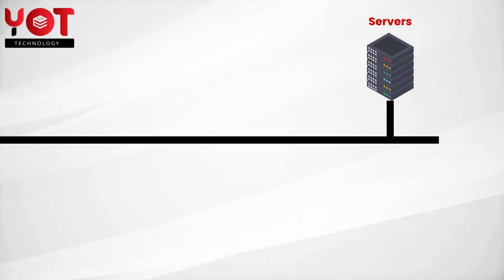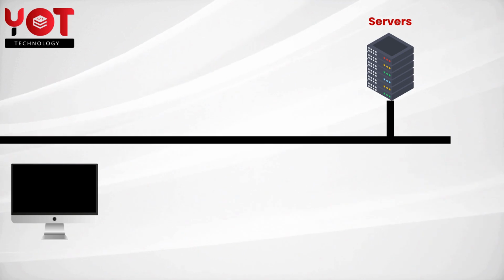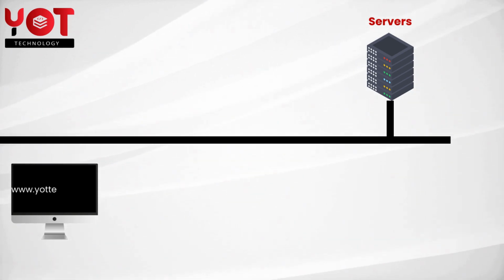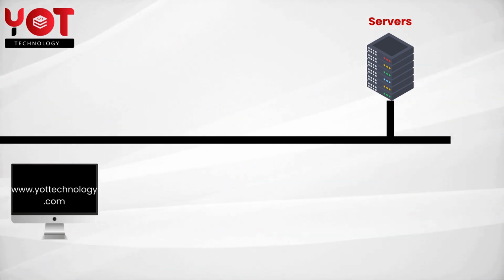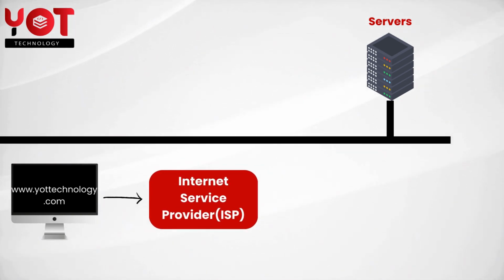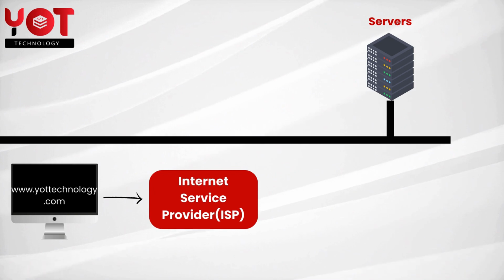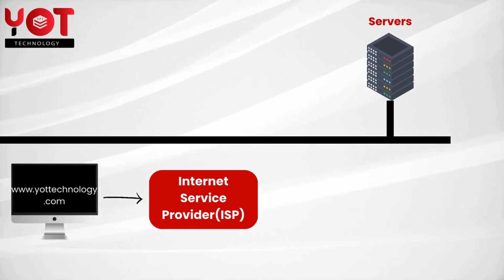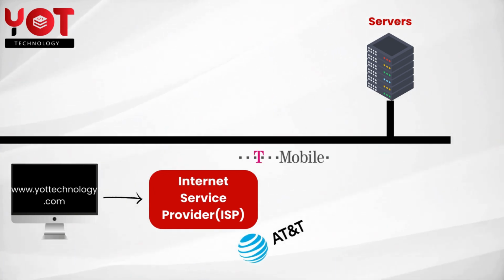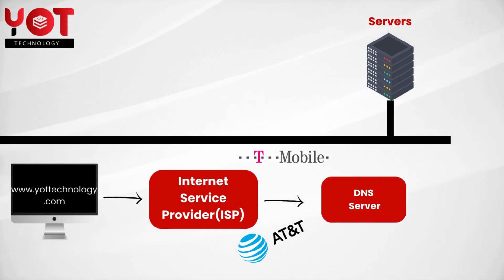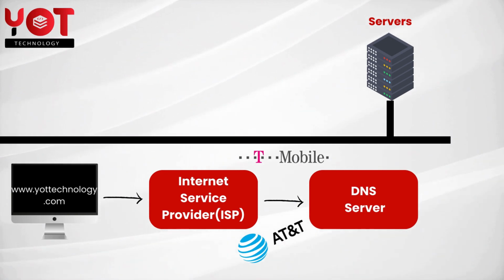Well, let's say you're at home, browsing on your computer. You decide to visit yottechnology.com, so you type it into your browser. What happens next is your browser sends a message to your internet service provider, ISP. These are the folks you pay to access the internet, like AT&T or T-Mobile if you're living in the US. The message tells your ISP, I want to see yottechnology.com.